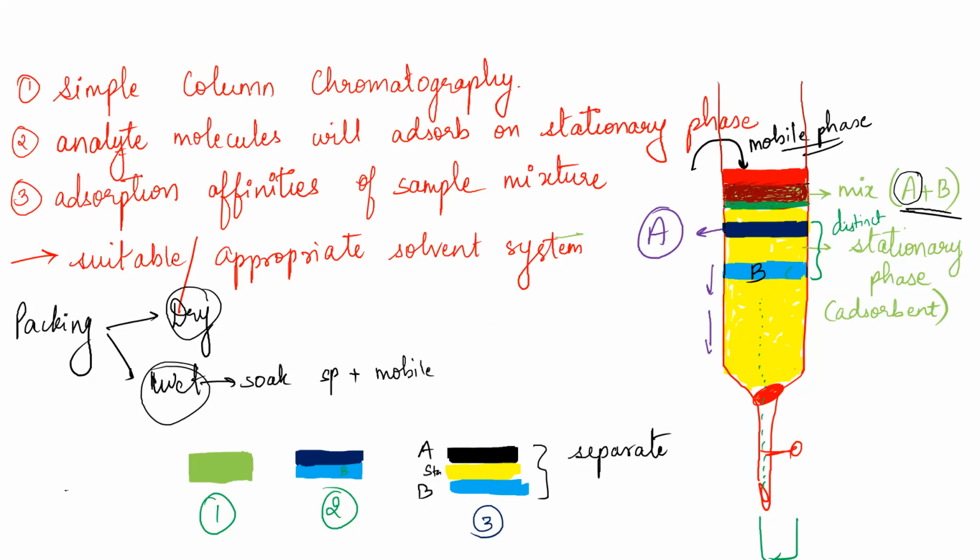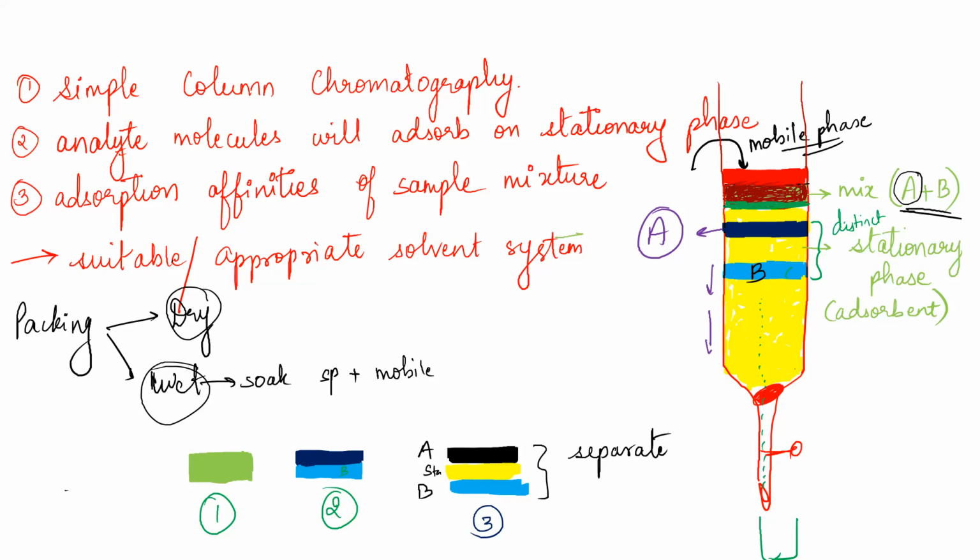Whether A is attracted to stationary phase or mobile phase, or whether B is attracted to stationary phase or mobile phase. Y'all can type the answer in the chat box. What are the affinities of A and B?